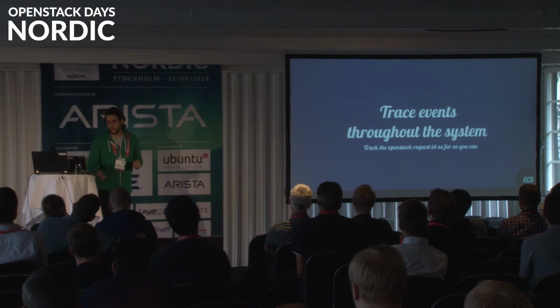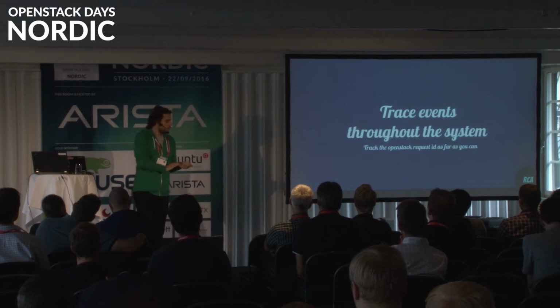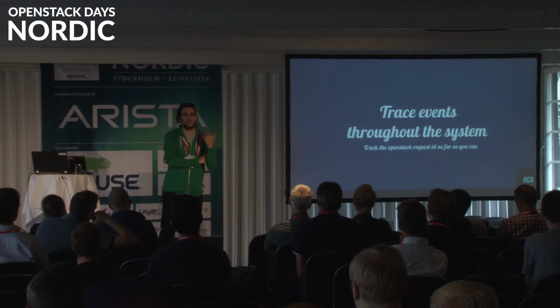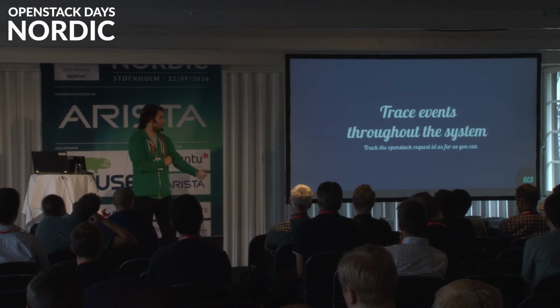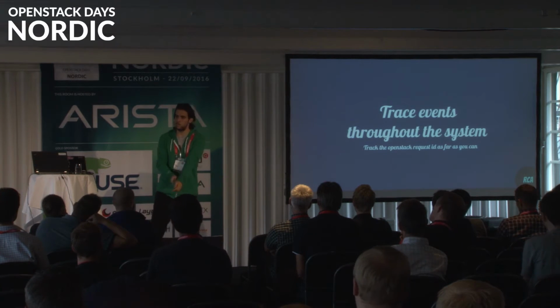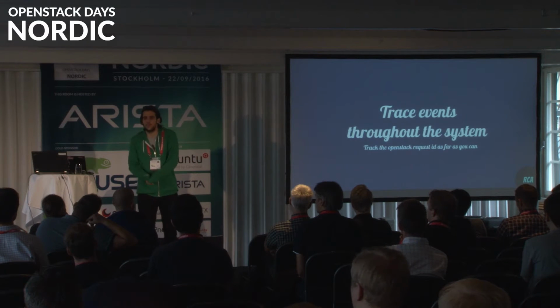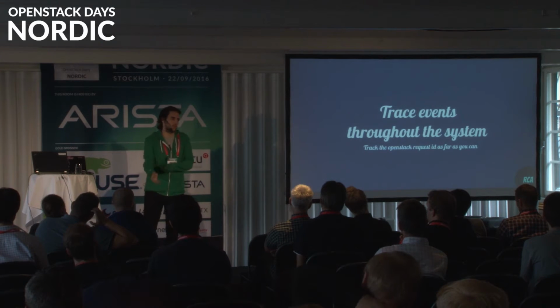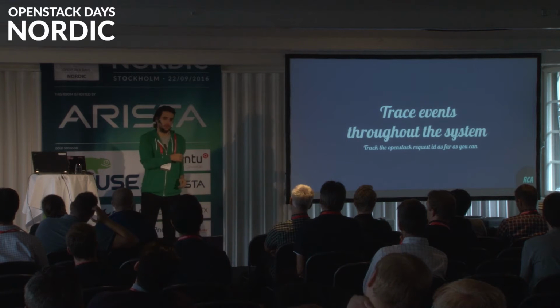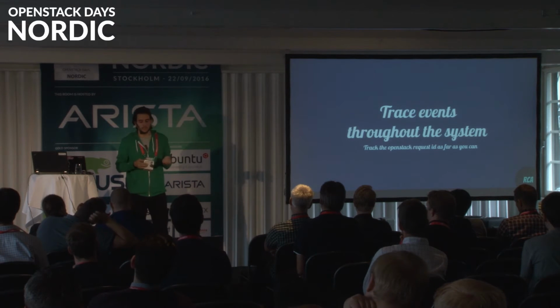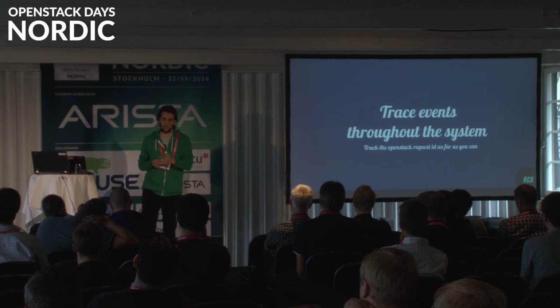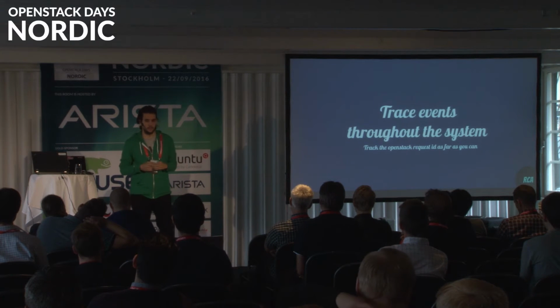Trace events throughout the system. We were really terrible. Like OpenStack was really terrible at this. I think it kind of still is, but it's gotten better. There was no real obvious way to track a request that went from Nova API and failed at some point. Like there was no way to go through the entire logs and see what happened with that request.